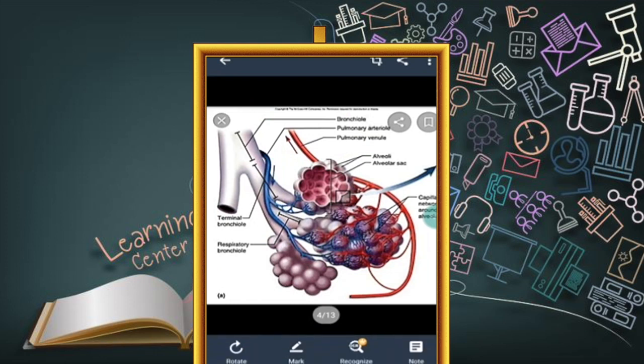So mainly 3 different types of functions are carried out by the lungs in the alveoli. That's why the alveoli are called the structural and functional unit of the lungs. One important note about the alveoli in the lungs, so let us remember it with a guess.